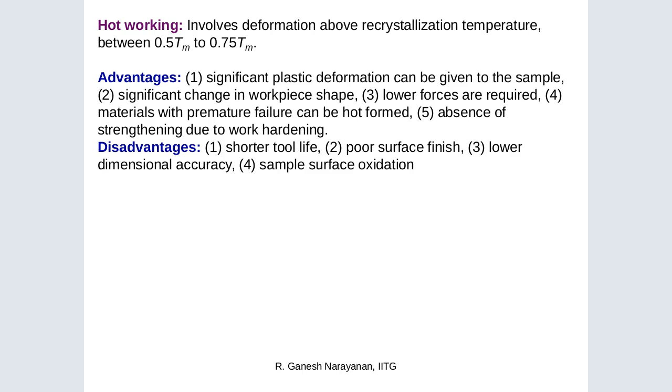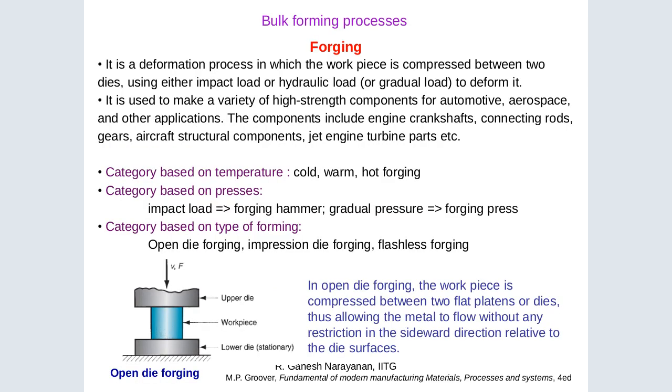And then four is the sample surface. That is the disadvantage. Now we go to the bulk forming processes, the forging. We explain the forging process. It is the deformation process in which the workpiece is compressed between two dies.